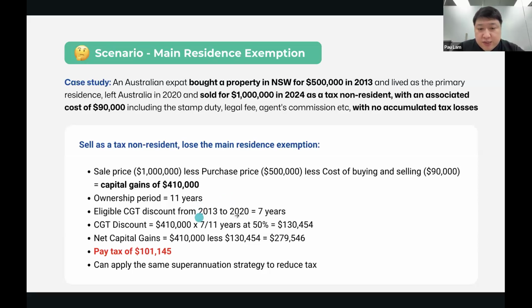That is 7 years. So 7 out of 11 is where you can enjoy the 50% capital gains discount. That formula comes down to $130,000 that you can take away from the capital gain. So at the end of the day, you will only have a net capital gains of $279,000 and you pay tax on this at a 45% bracket, but this is the effective number. So $101,000 goes to the tax office.